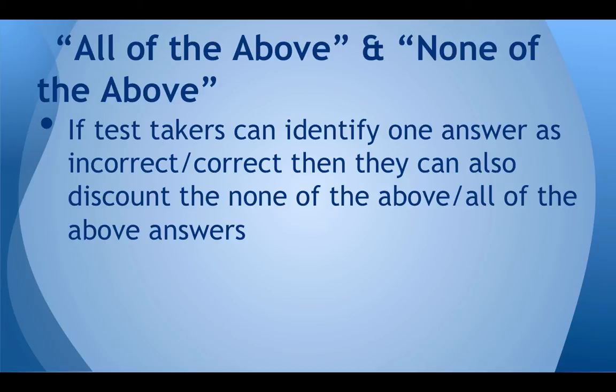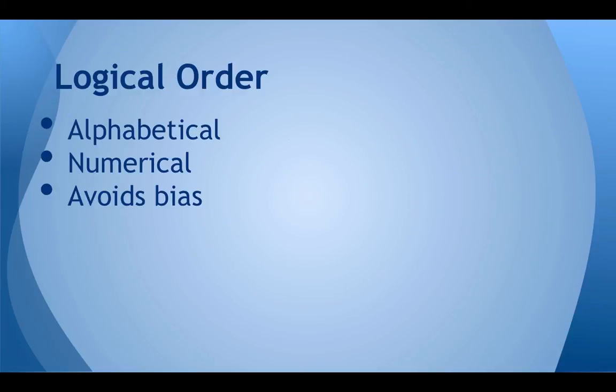So make sure that you don't allow these sweeping sentences to come into your answer options area. So we touched on the logical ordering of answers before. Some of the options for logical ordering are listing things alphabetically, listing numerical items highest to lowest or lowest to highest, making it a little bit easier to read.